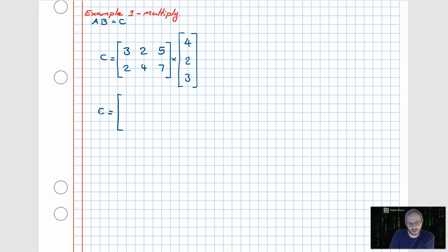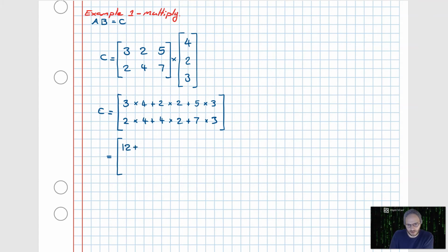Now, writing this out, we're going to get 3 multiplied by 4 plus 2 multiplied by 2 plus 5 multiplied by 3. So that's our top element, and then our second element is going to be 2 multiplied by 4 plus 4 multiplied by 2 plus 7 multiplied by 3. Continuing the calculation, we're going to get 12 plus 4 plus 15, followed by 8 plus 8 plus 21.